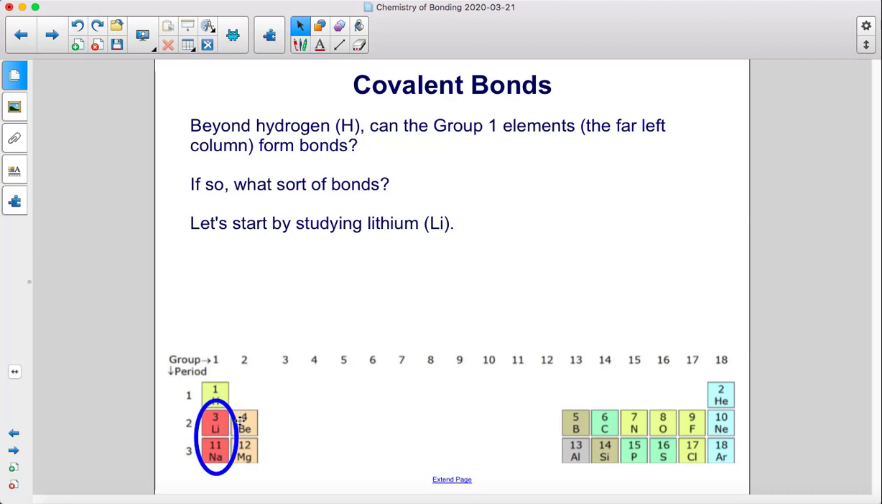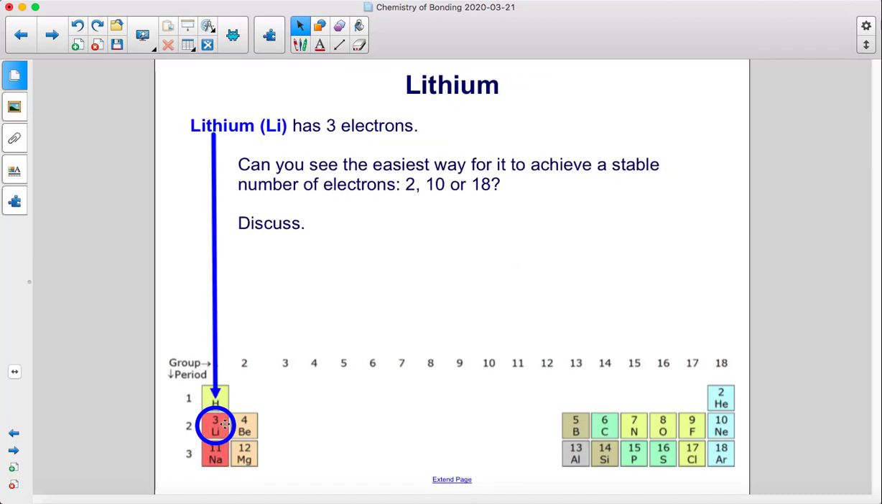Let's start by studying lithium. Lithium has 3 electrons. Can you see the easiest way for it to achieve a stable number of electrons, 2, 10, or 18? Discuss.